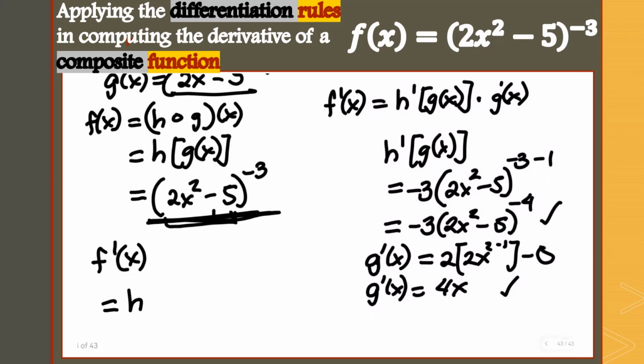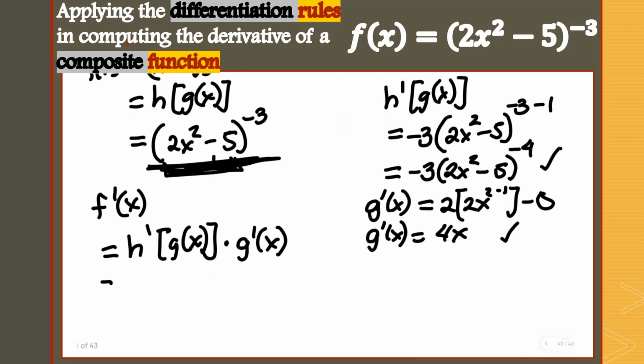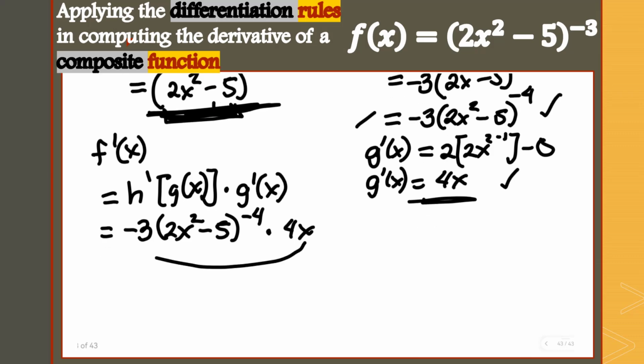This is the derivative of the entire expression, treating this as one, then times your g prime of x, which is the derivative of this grouping symbol. So you will have negative 3 times 2x squared minus 5 raised to the power of negative 4, then times 4x. You can multiply this too, so you have negative 12x times 2x squared minus 5 raised to the power of negative 4. Since our given is already a negative exponent, I might accept this, but of course, we would like our exponent to be positive.